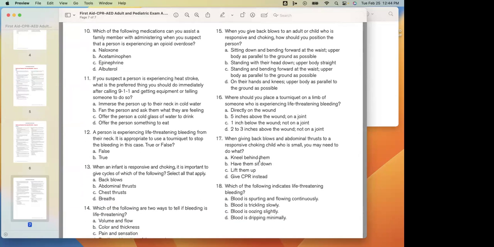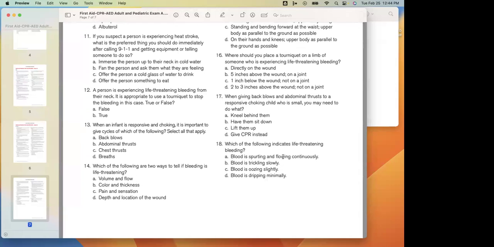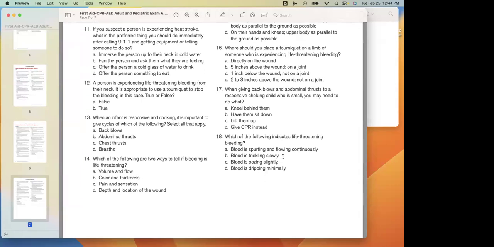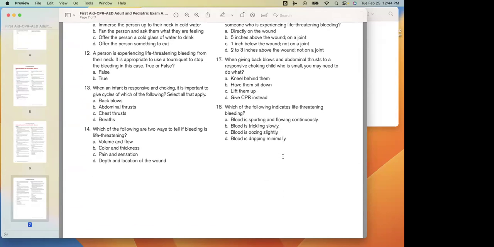Number 16, where should you place a tourniquet on a limb of someone who is experiencing life-threatening bleeding? Number 17, when giving back blows and abdominal thrusts to a responsive choking child who is small, you may need to do what? Number 18, which of the following indicates life-threatening bleeding?